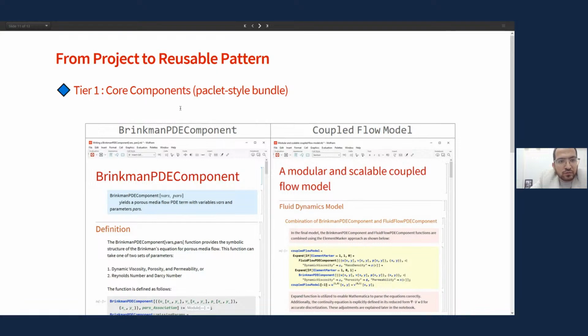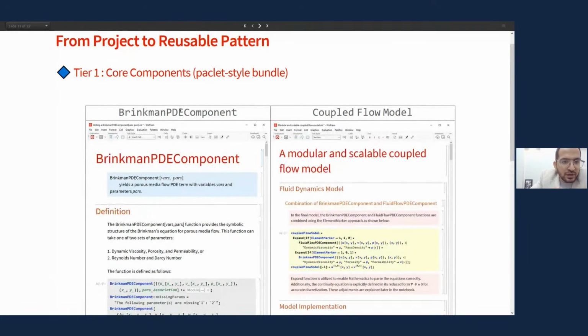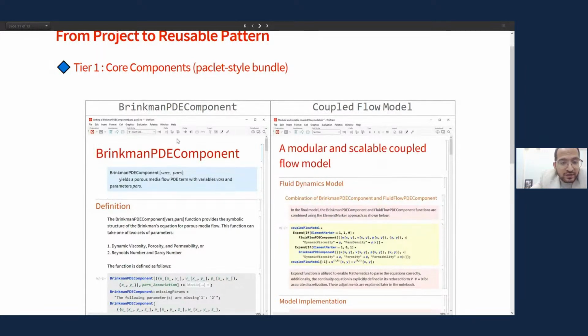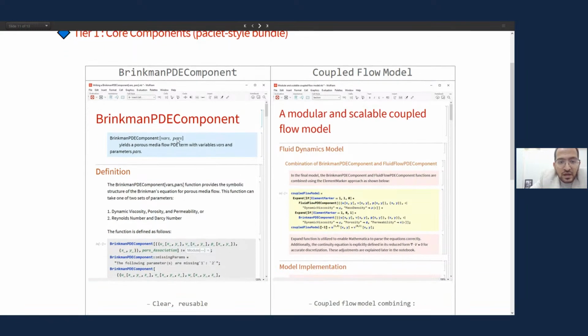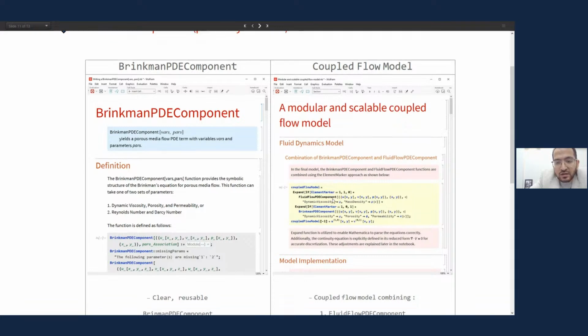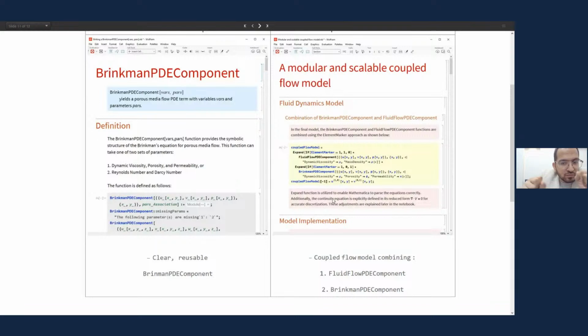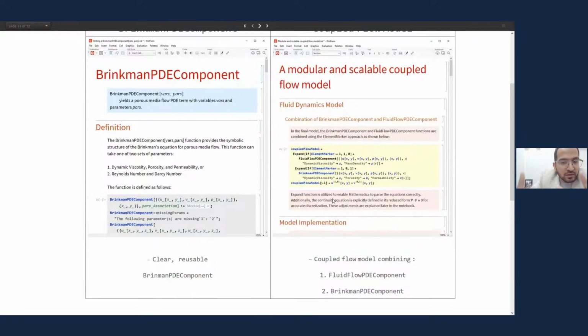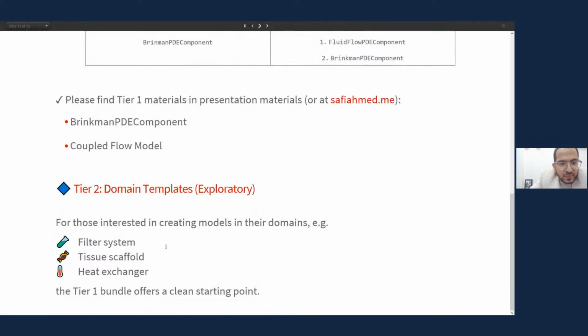All right. So we have provided some material that you can download. And from the materials, or at the end of this presentation, you can find a link, and you can play with the Brinkman PDE component and also the coupled flow model that you can see here on the right, and try to see how this modularity can be implemented when modeling PDEs, when you have different PDEs being implemented in different regions. And you can use these provided materials as a learning tool to create your own models. Let's say if you are in the heat exchanger space, or you are even in tissue scaffolds, you have different PDEs governing the different regions in that tissue scaffold.